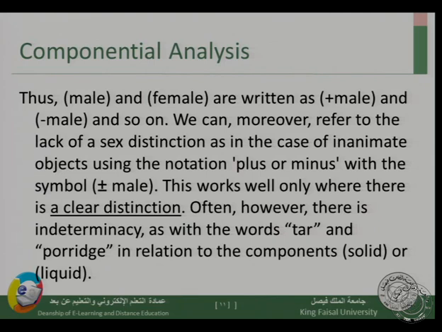But however, there are sometimes cases where we can't determine. So there is indeterminacy, as in the case with words like tar and porridge. If we try to analyze them based on the components solid and liquid, we get into some cases where we can't determine: is tar solid or is it liquid? Because the state of this matter is between the two. It's a bit solid, a bit liquidy, so we can't really decide. It's not really clear. And also the case with porridge. Is it solid or is it liquid? Can we use plus solid or minus solid to say that it is liquid? So sometimes we get into cases where we cannot really have a clear distinction.